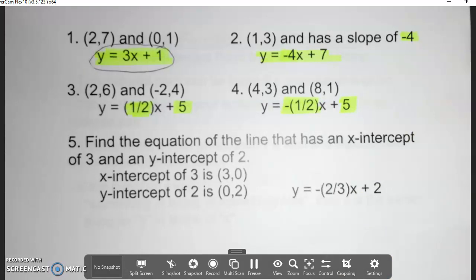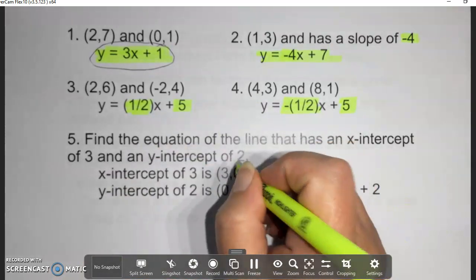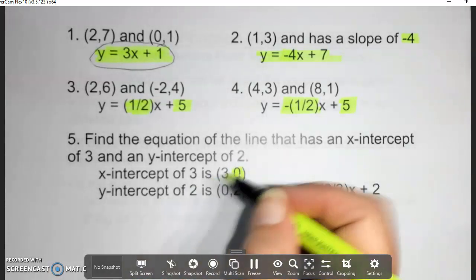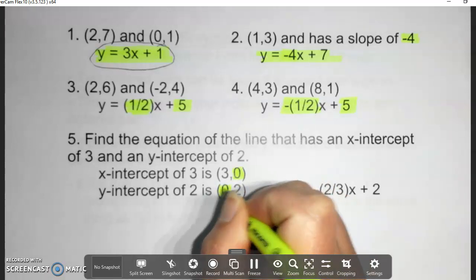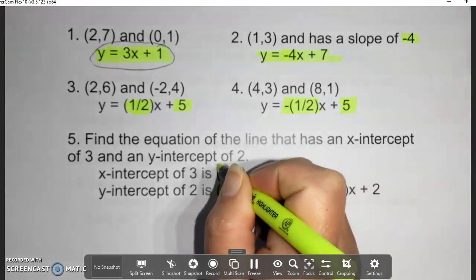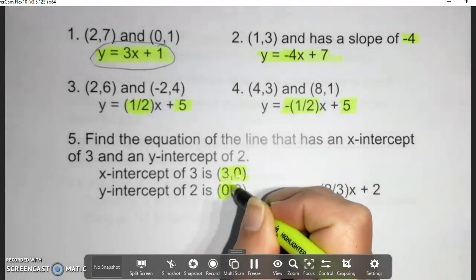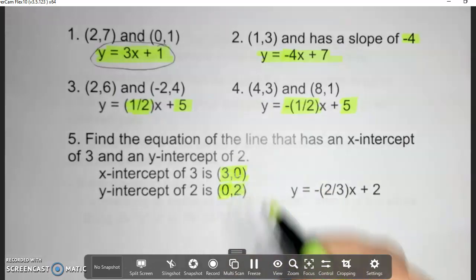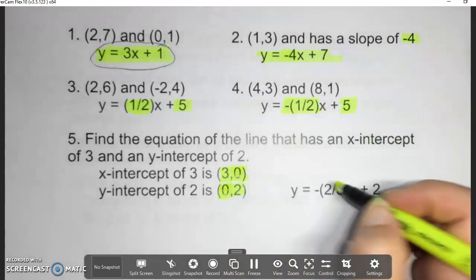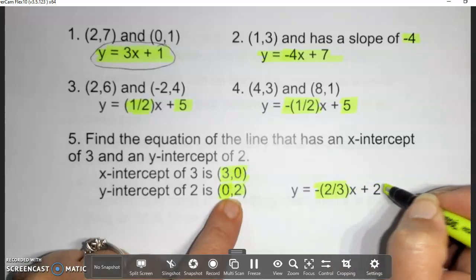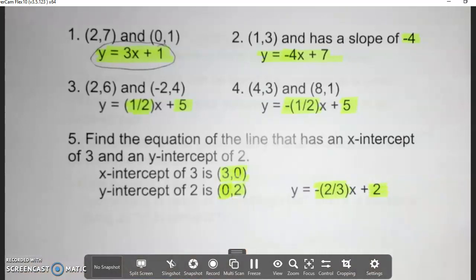Find the equation of a line that has an x-intercept of 3 and a y-intercept of 2. So you had to know that the x-intercept is when our y is 0. We talked about this on Thursday. Our y-intercept is when our x is 0. So if the x-intercept is 3, the ordered pair is 3, 0. And if the y-intercept is 2, the ordered pair is 0, 2. So when you find the slope of that, you get -2/3. You plug in a point, or you already know your y-intercept is 2, so there's your equation.